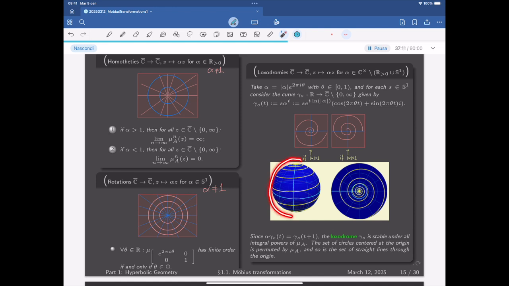This is how it would look on the unit sphere. If you go through the stereographic projection, yes, thanks.